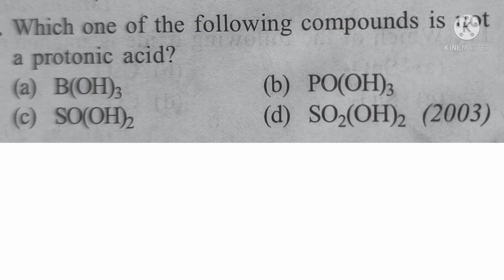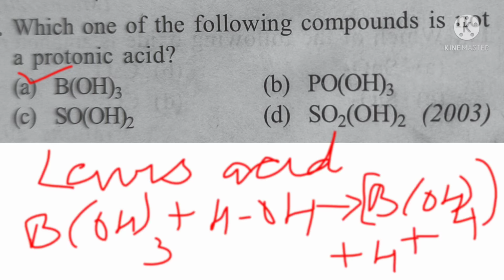Which one of the following compounds is not a protonic acid? So B(OH)3, option A, is not a protonic acid. It is a Lewis acid. It gives a proton by reacting with water and taking the electrons to form the [B(OH)4]- complex. H plus is released, so it is not a protonic acid. It is a Lewis acid. Others are protonic acids.